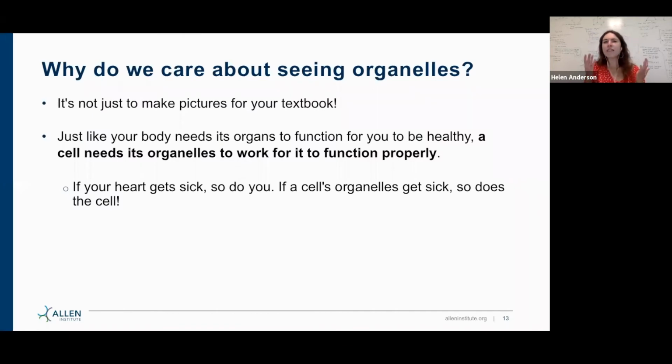Now, why do we even care about seeing organelles? Yes, this is interesting. And we know that we care about cells because our bodies are made of cells. And we know that we care about organelles because they're in our cells. But why really do the organelles matter? It's not just about pretty pictures for your textbook, it's about cell health. Just like your body needs its organs to function for you to be healthy, a cell needs its organelles to work for it to function properly.